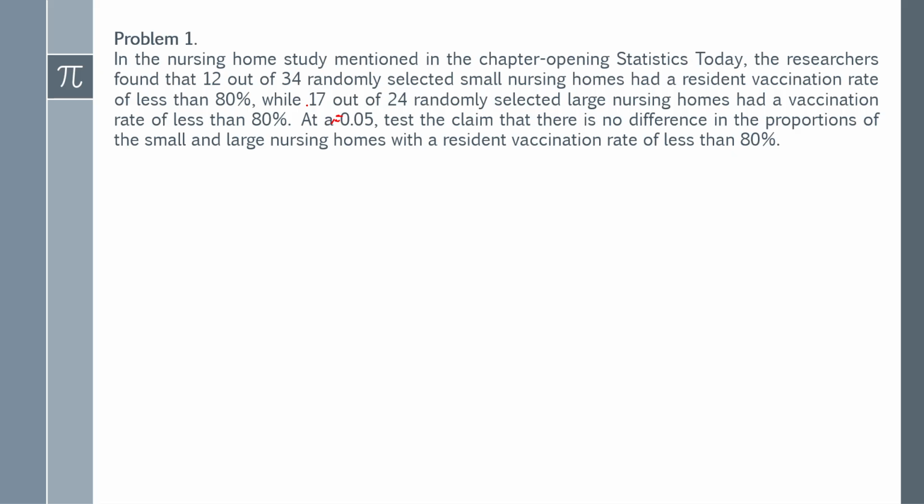So we have to follow the traditional method, and the first step is we have to state the null hypothesis and the alternative hypothesis, and identify the claim. So we have here the null hypothesis H0: proportion 1 is equal to proportion 2. And our H1: proportion 1 is not equal to proportion 2. So in this case, we have to determine what our claim is.